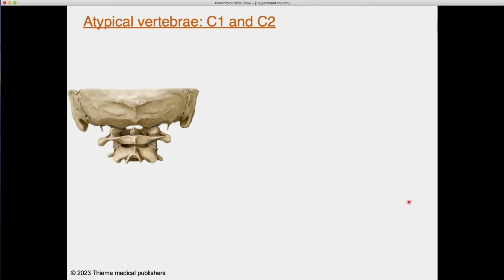So since we looked at those typical vertebrae, now we can focus on the atypical vertebrae. And these are typically cervical vertebrae number 1 and 2. So here in this image, we have a posterior view of the skull stacked on top of C1, which is stacked on top of C2. So let's start with C1.